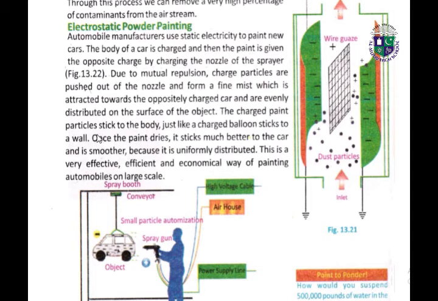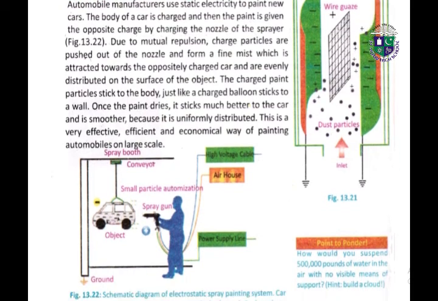The charged paint particles stick to the body just like a charged balloon sticks to a wall. Once the paint dries, it sticks much better to the car and is smoother because it is uniformly distributed. This is a very effective, efficient and economical way of painting automobiles on a large scale.